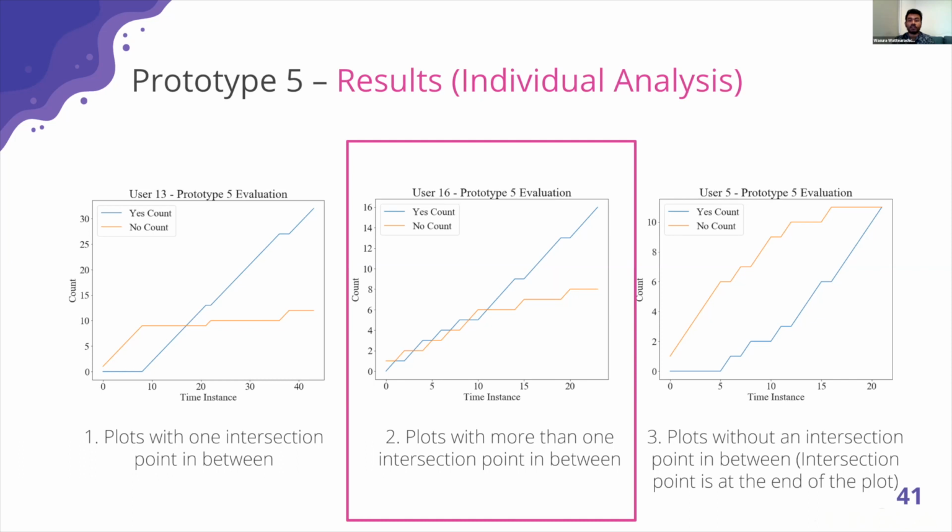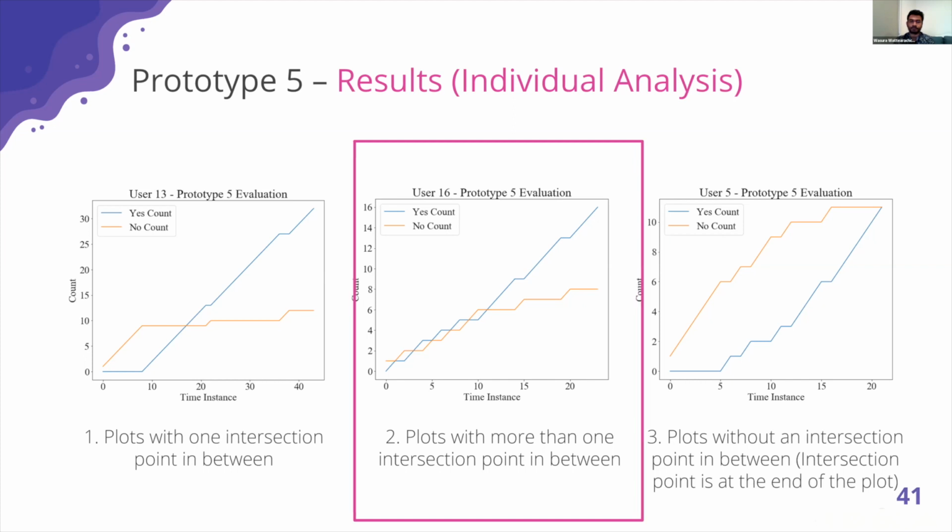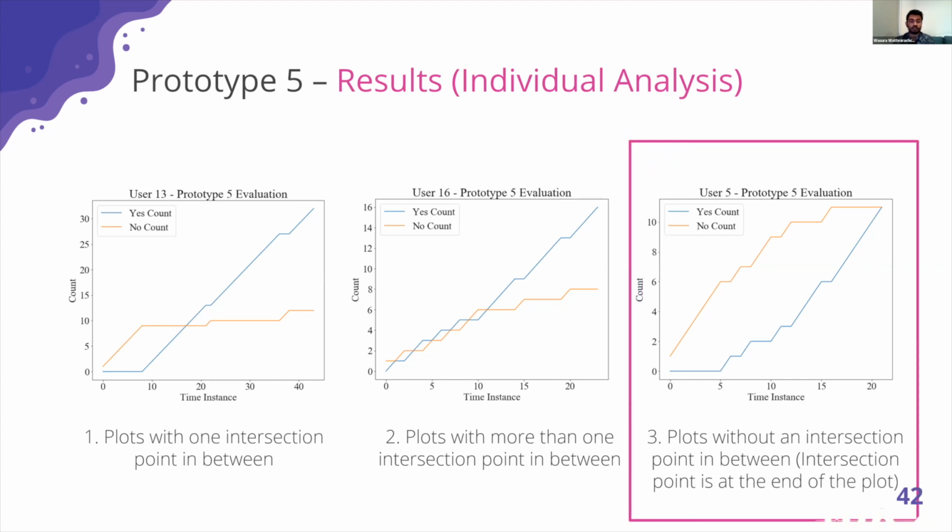In the middle graph, the reason for more than one intersection point is the continuous increment of yes and no counts in nearby time instances, which depicts the dynamic behavior of the model, which was trying to make the predictions correctly as much as possible. In the third category, until the end, the yes count was not able to overrun the no count, but it has a higher rate of increment than the no count, which means after the intersection point, there is a high probability that the yes count may overrun the no count at some time instance in the future.